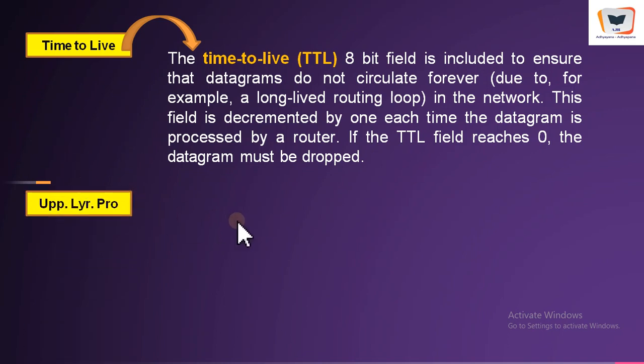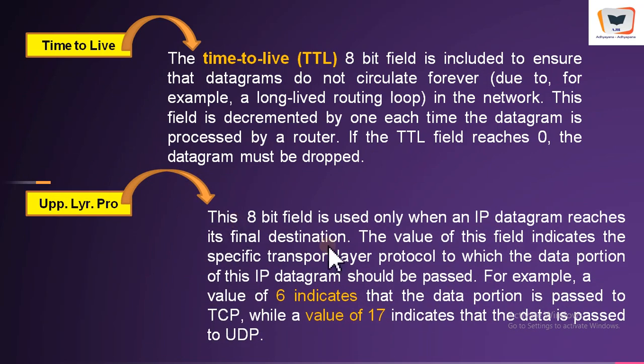Upper layer protocol. This 8-bit field indicates, when the IP datagram reaches its final destination, the specific transportation layer protocol to which the data portion of this IP datagram should be handed over. For example, a value of 6 indicates that the data portion is passed to TCP, while a value of 17 indicates that the data is passed to UDP.